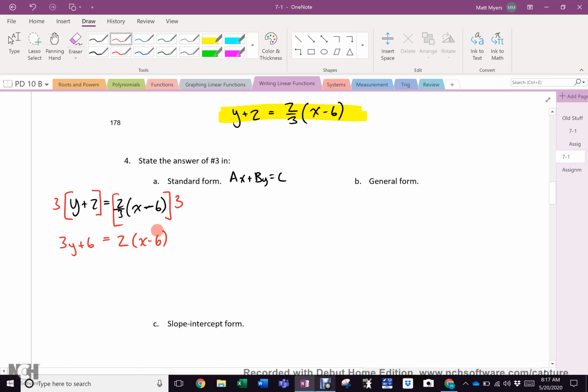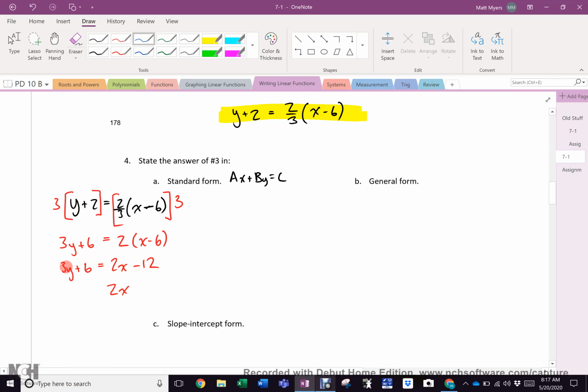I simplify again to get rid of the brackets. 3y plus 6 equals 2x minus 12. Now, I have it all set up, no fractions, no brackets. X has to be positive. It is, so I'm going to leave x where it is and move everything else.